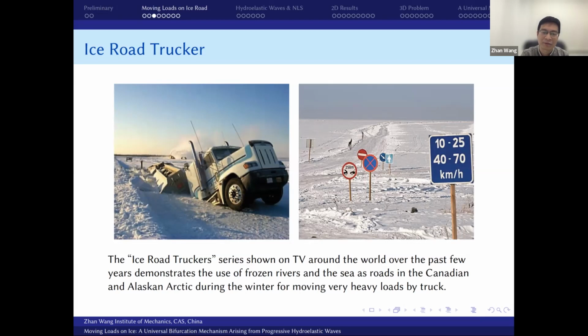So the left picture is a typical example of ice breaking. And the right picture is even more interesting because there's a speed limit sign. It tells you if you want to drive a truck on the ice, then the speed of your truck should be between 10 to 25 kilometers per hour or 40 to 70 kilometers per hour. You are not allowed to drive your truck from 25 to 40 kilometers per hour, which is very strange because you have some limitation in the middle. So people try to understand why that happens.